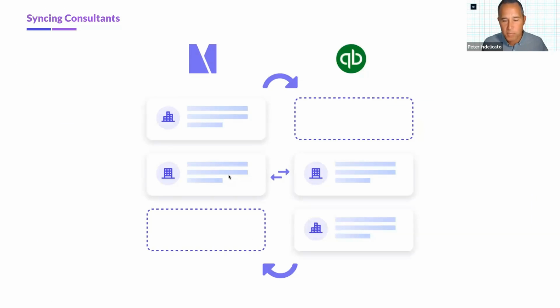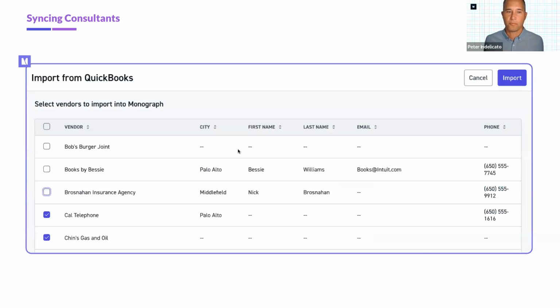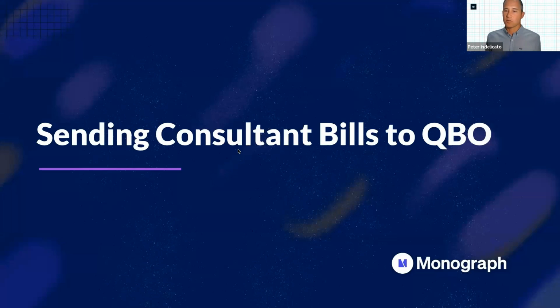Similarly, when you update any data in Monograph for one of those consultants, it will immediately sync over to QuickBooks and vice versa. When a new vendor is created over in QuickBooks, you'll get prompted to re-import that into Monograph. And when you create a consultant in Monograph, we make it really easy to send that over to QuickBooks for you. So that's going to also save you a lot of time and help you avoid that data entry.